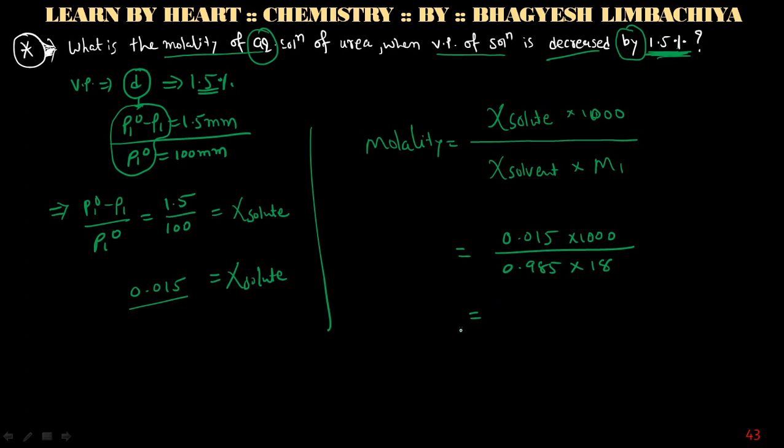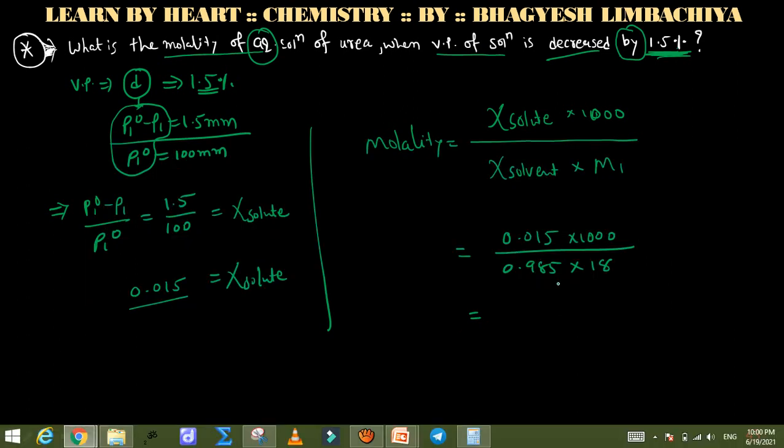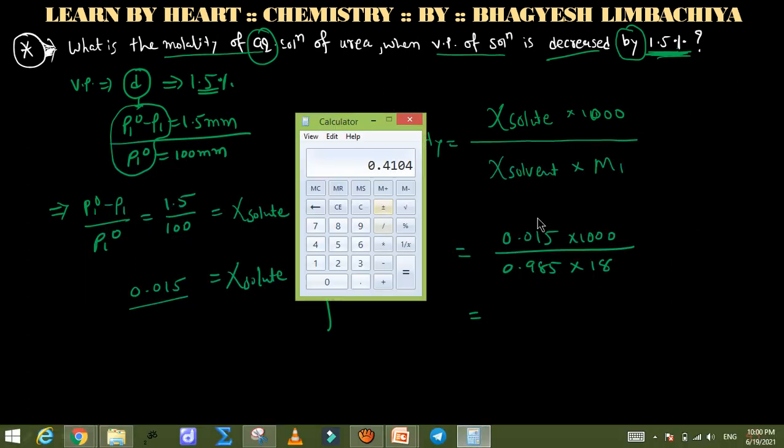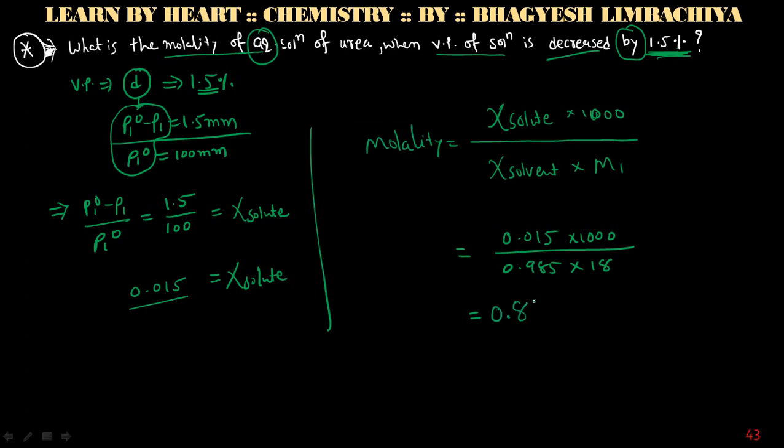So the calculation would be 15, because 0.015 multiplied by 1000 is 15, divided by 0.985, right, divided by 18. It is 0.846 molal, and this is our answer.